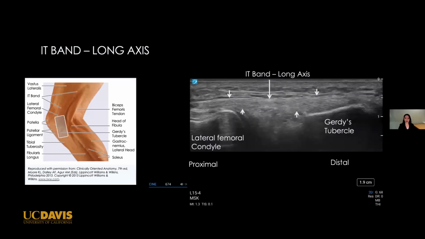Here's the IT band in long axis. To obtain this view from the patellar tendon, rotate the proximal end of the transducer posteriorly so that the fibers of the IT band line up in a linear orientation. The IT band and Gerdy's tubercle can be palpated for orientation. Next, let's evaluate the IT band in short axis by rotating the transducer 90 degrees.